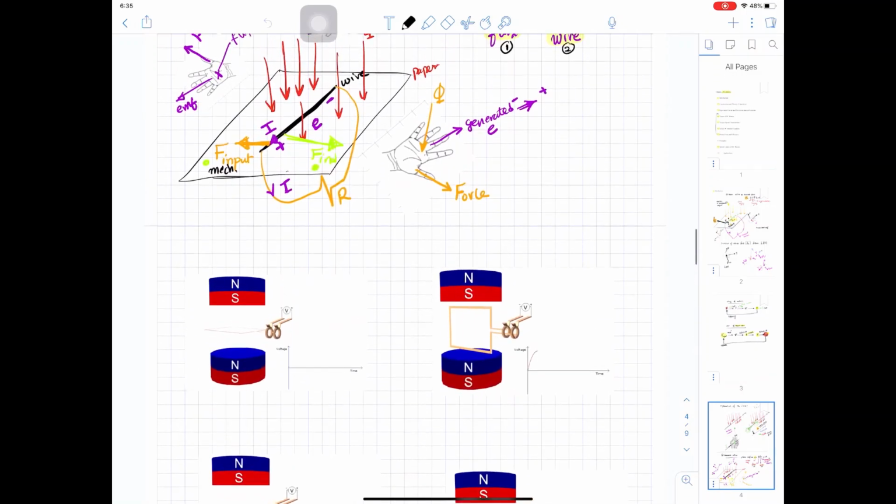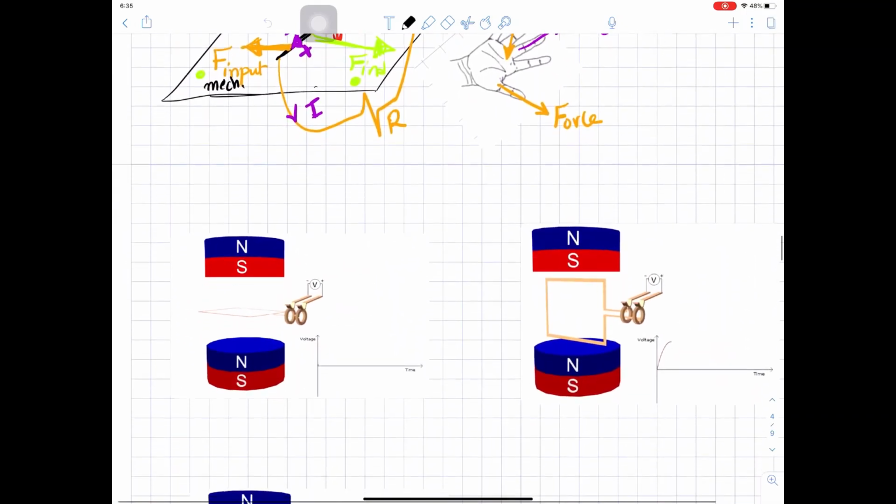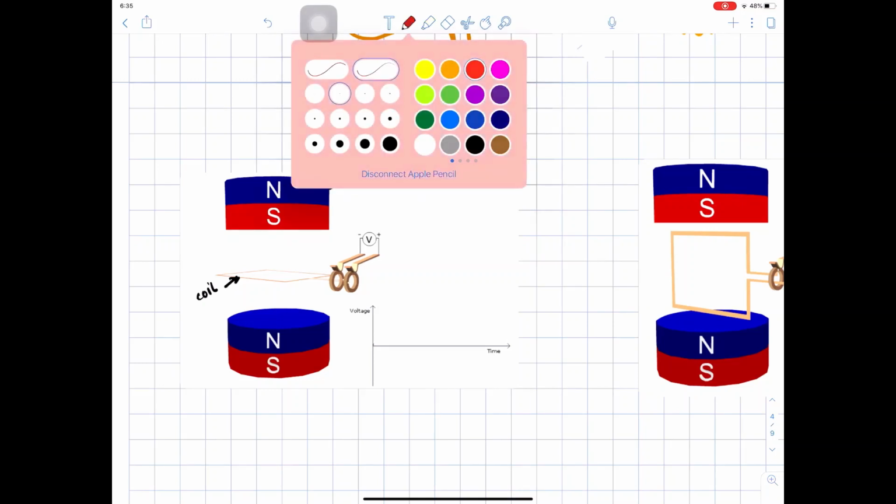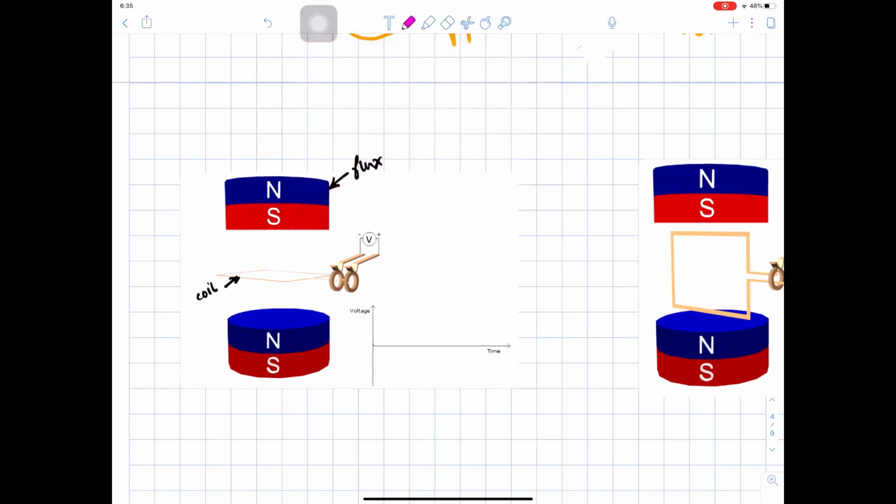Okay, now let's see what will happen as a voltage. So what we will do, we will take a coil, and this coil is subjected to flux. So here we have a magnet, and this magnet is generating flux. And here we have, these are the rings.